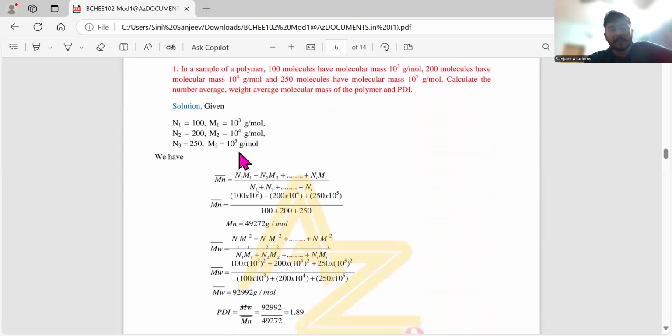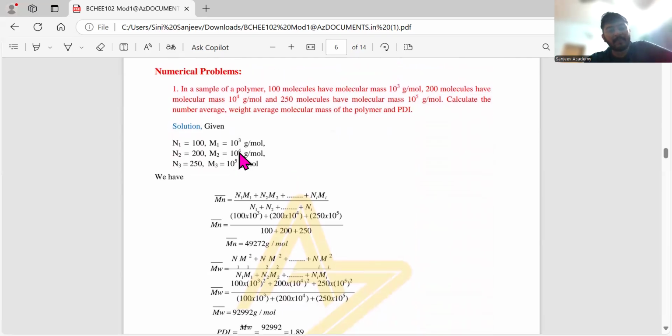Okay, so coming to this particular question: in a sample of a polymer, 100 molecules having molecular mass 10 cube grams per mole, 200 molecules, and so on. You can pause and read that question first. Simple thing, I'm just going to apply the formula. First is 100 molecules, correct? N1, M1: 100 and M1 is 10 cube.